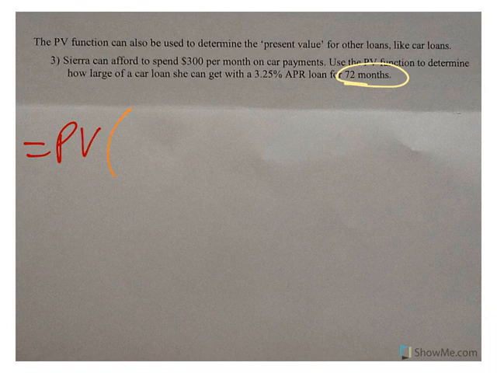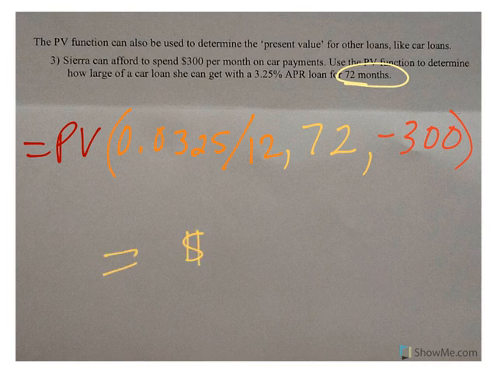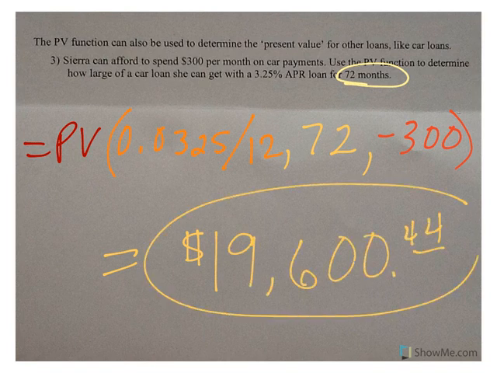We start with our interest rate, 0.0325 divided by 12, because she's still making monthly payments for 72 months, and she can afford $300 a month. Again, type that into Excel exactly like you see it, and Excel is going to spit out at you $19,600.44. So she should be looking for a car loan less than $19,600. If she does, she's going to be fine. Anything more than that, and again, it's going to be really tough financially for her to handle all that.